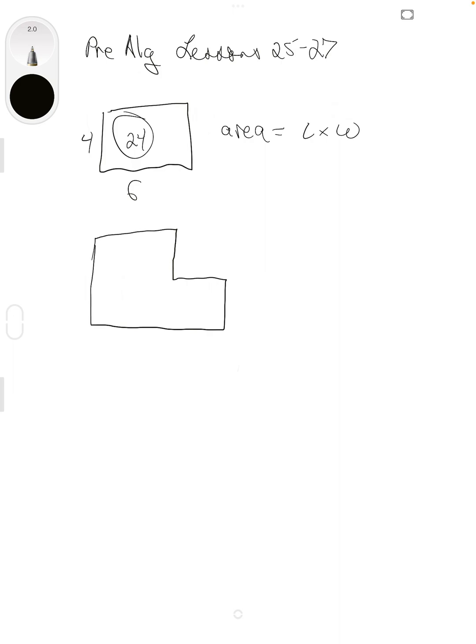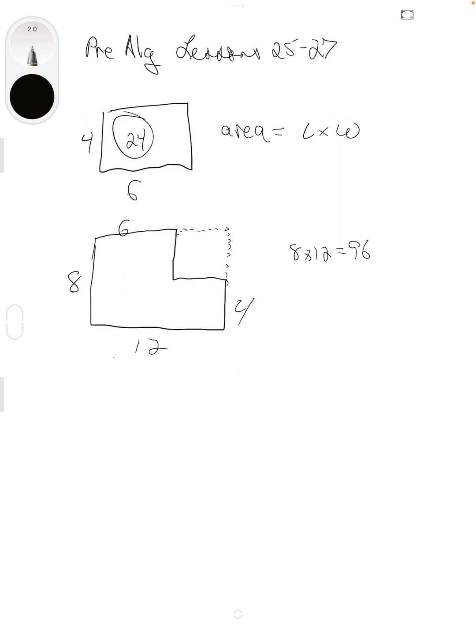And it says, what's this one? And let's pretend this is 8 by 6 by 4 by 12. Okay? And you say, what's the area of this one? The answer is you break it into different rectangles. So I'm going to pretend that I have a big giant rectangle. And the big giant rectangle is 8 by 12. So 8 times 12 is 96. So this big rectangle is 96.